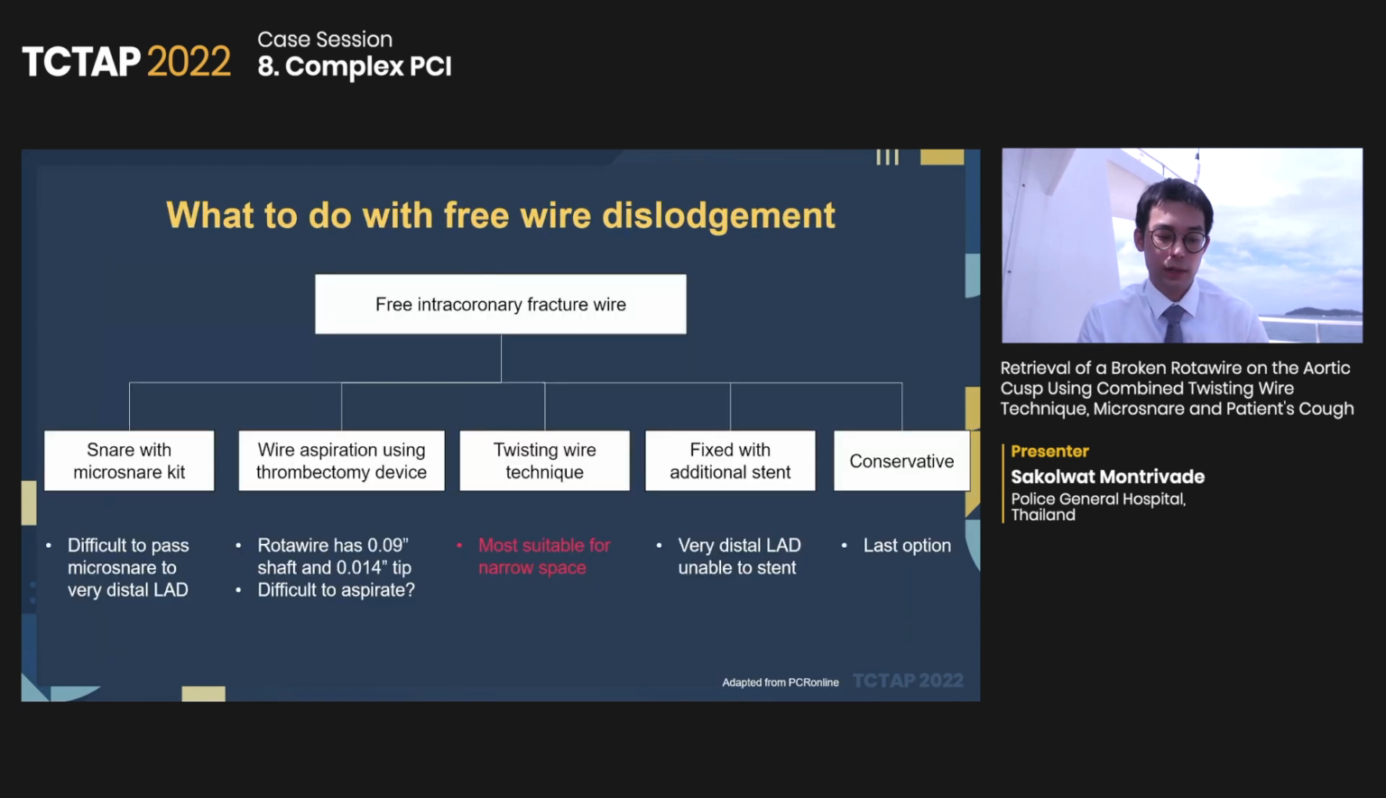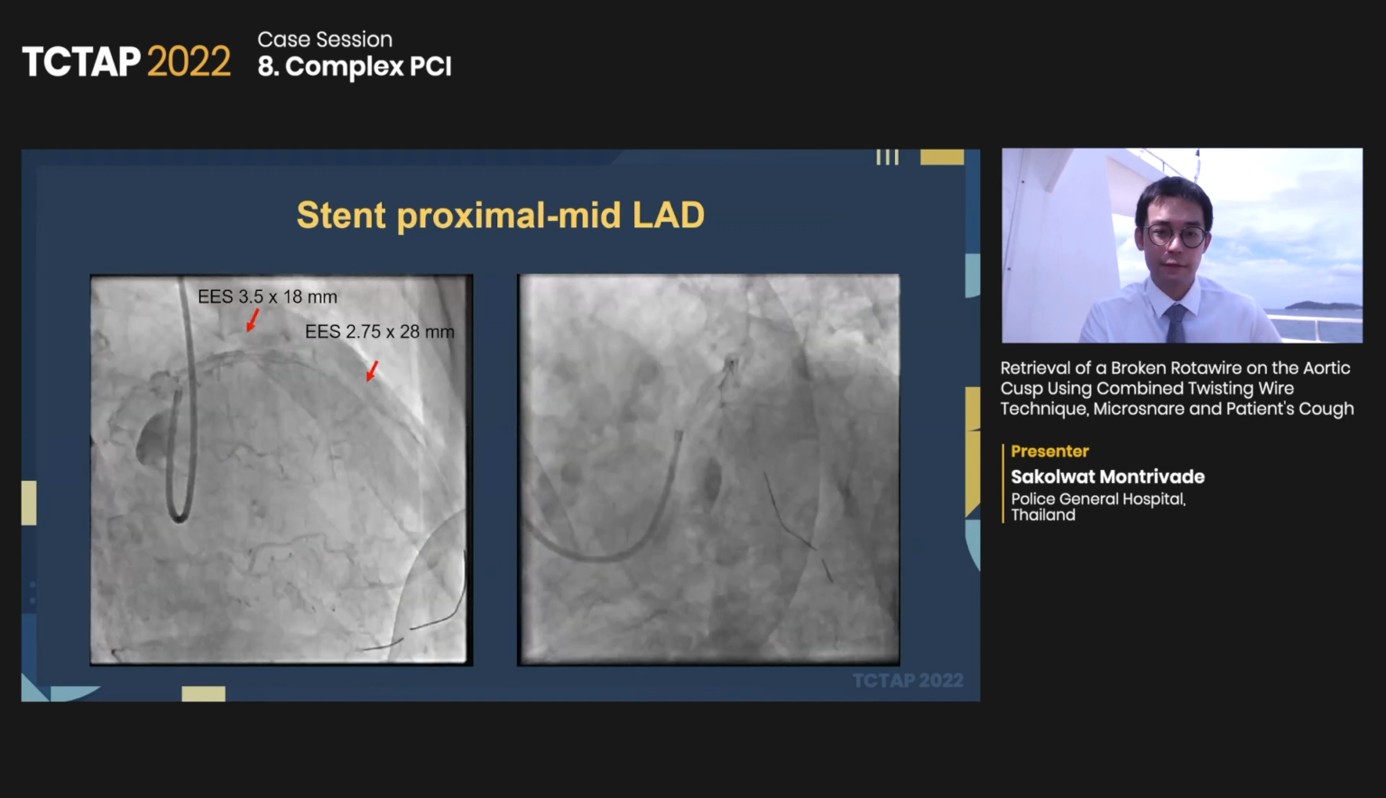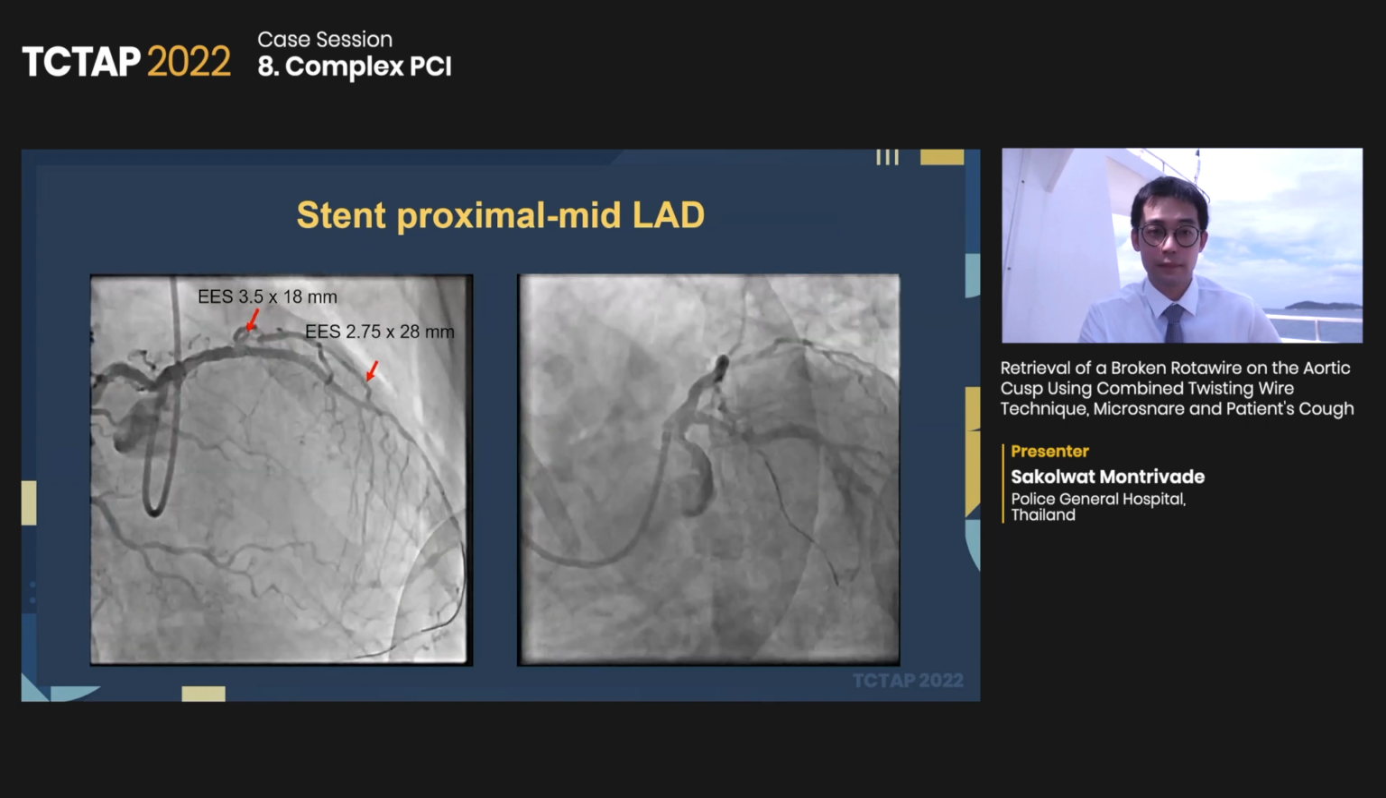So what are you going to do in this situation? First, use a microsnare kit, but it may be difficult to pass to the very distal part, or use thrombectomy devices, but the rotor wire has a larger tip than the shaft, so it may be difficult to aspirate. Switching wire technique may be the most suitable for this narrow space, such as a distal LAD. Fixing with an additional stent may be unable because it's small at the distal side, or we may just leave it like that and do a conservative approach. At that time, I first stented the proximal and mid LAD and dealt with the rotor wire fragment later.